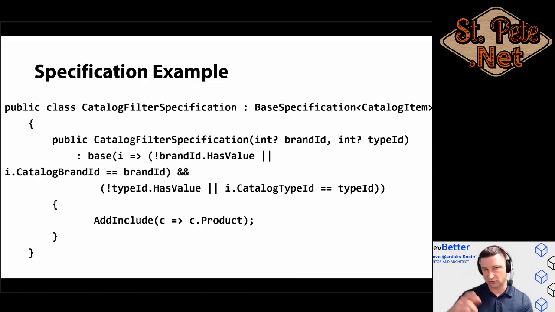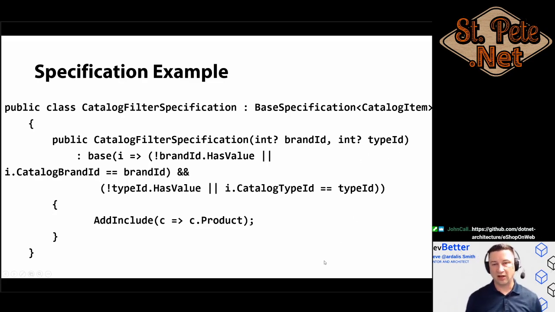And on that homepage, there's a search box where you can pick and say, I only want to get catalog items that are for this particular brand or this type of thing. And so that's what this brand ID and this type ID are all about. And so it filters down the catalog items based on that. And so you can see it's catalog items because that's here in the generic base specification that it's doing.